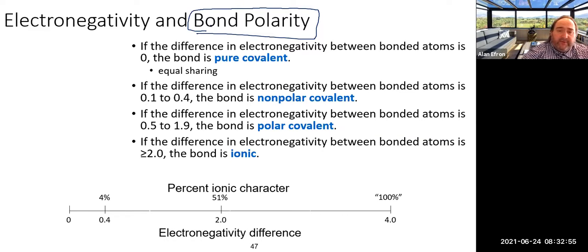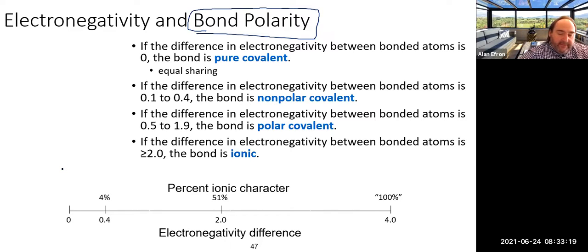So again, our difference in electronegativity values, as we saw yesterday, helps us decide that difference, and also the relationship between percent ionic character there on the bottom and electronegativity difference, and how those come together.